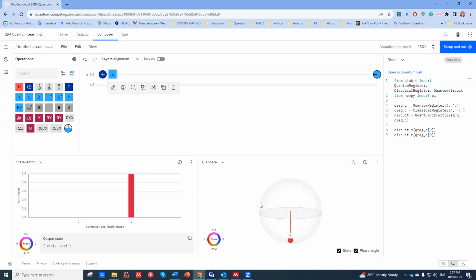This also shows one interesting feature of this Q sphere in contrast to the Bloch sphere. The states on the Q sphere are also distinguished or encoded by different colors, and the colors represent the phase of the qubit. Yeah, so let's return back.